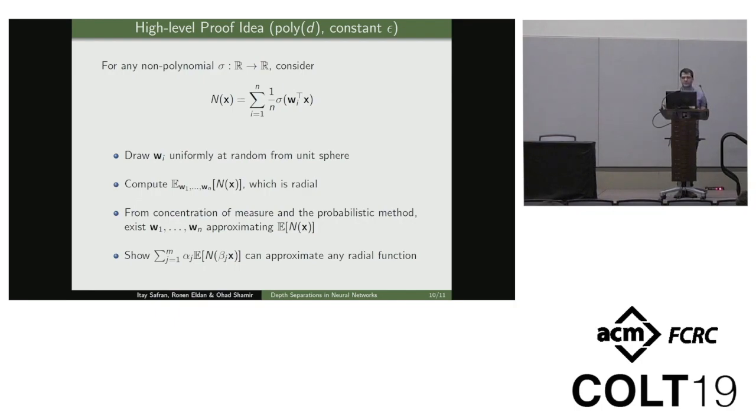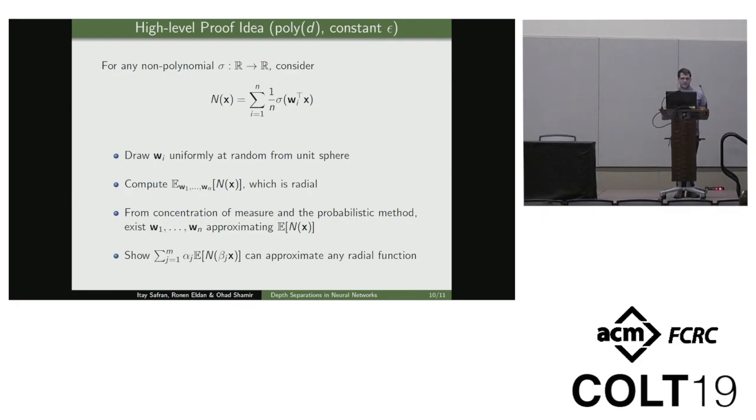Since we have this symmetric distribution over all the neurons, we would expect with a very wide network that this will gradually converge to a radial function. And this is indeed what happens, and we can compute the expected function we get over the randomness of the weights and show that this is indeed a radial function. What we do next is use a concentration of measure argument to show that with high probability we will get a good approximation, which means that there must exist a set of weights which provides this good approximation.